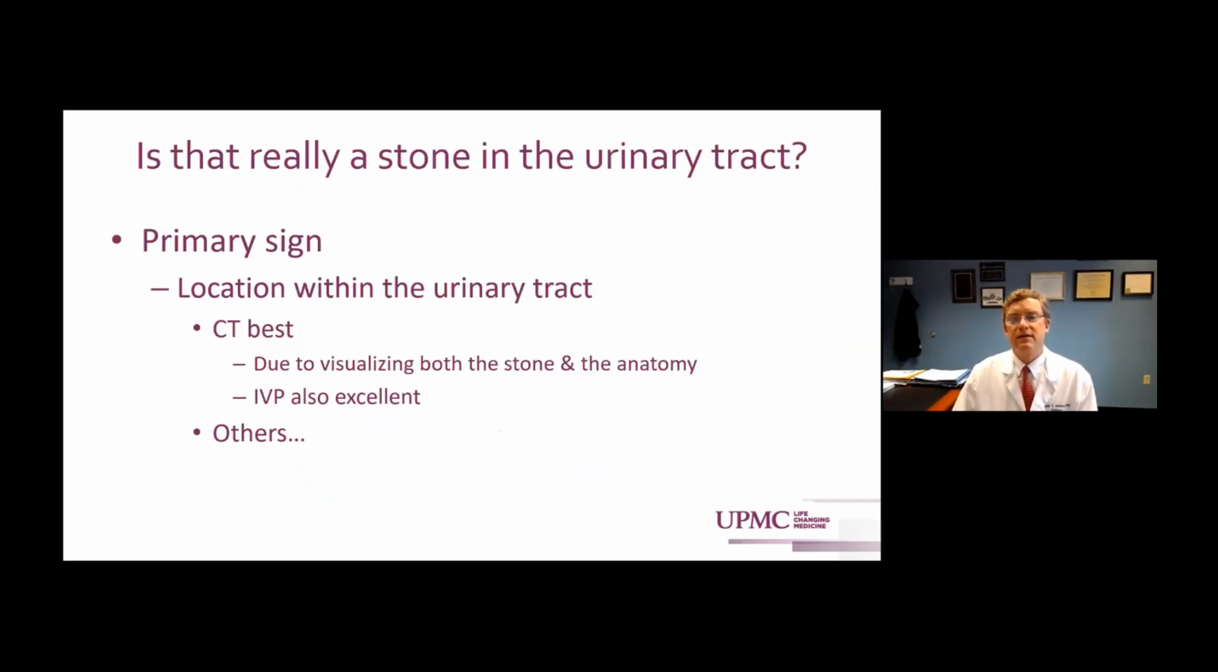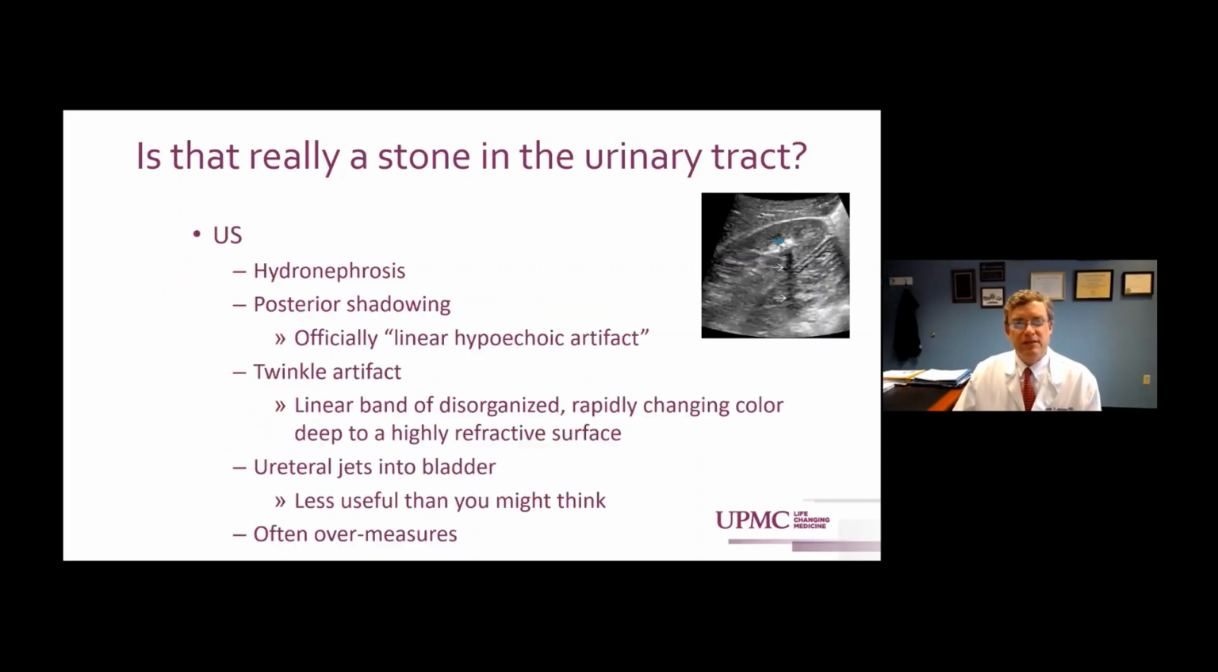All right, let's get to the kind of, is that really a stone in the urinary tract? A game that we were always playing with ourselves, the residents, the radiologist, the ER. And again, the CT scan is certainly the best at seeing the location of the stone, i.e. is that a location that's consistent with being in the urinary tract. And it's good because we're seeing both the stone and the anatomy. The IVP, as I said, is excellent. Everything else has a little bit of a caveat to it, but they're quite good.